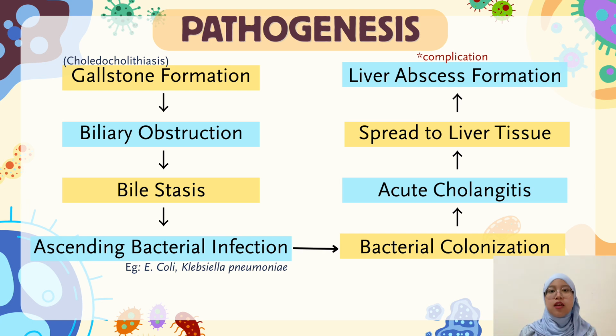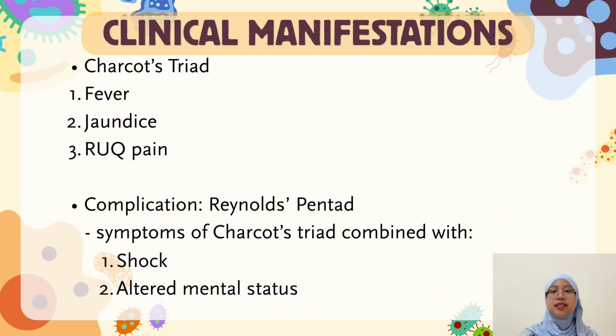In summary, E. coli plays a major role in the development and progression of hepatobiliary infections, particularly in patients with biliary obstruction and bile stasis. Next, the clinical manifestation. One of the classic clinical manifestations of acute cholangitis is Charcot's triad, which consists of fever, jaundice, and right upper quadrant pain.